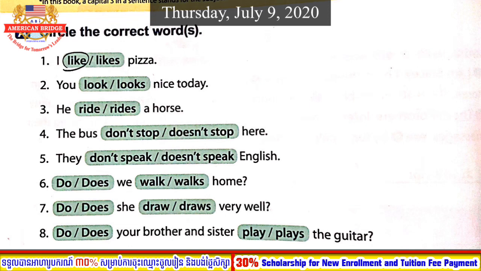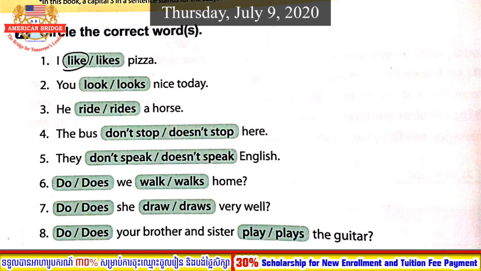Let's go to number six. It is the question. So let's look at the subject. The subject is we, right? So we use does or do. We have to use do. So do we walk or walks home? So in the question, we don't need to add anything, okay? So do we walk home? We don't add s and we use do.